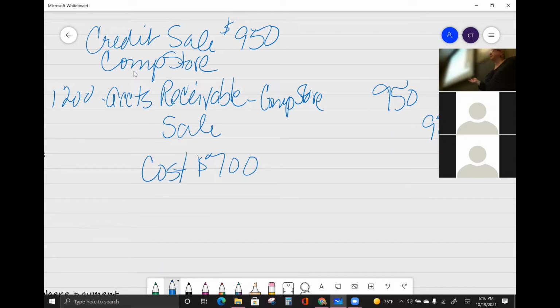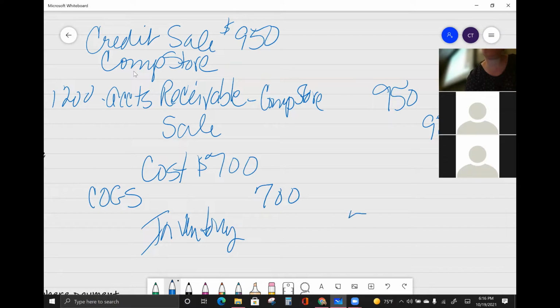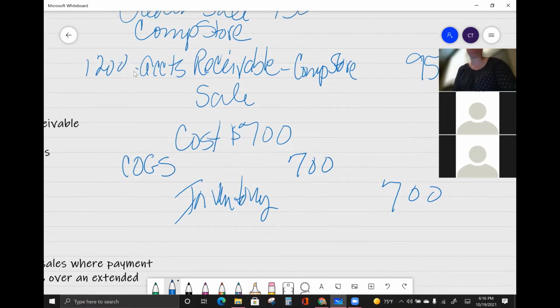Let's say I sold a product to the company store. So if my cost is $700, my debit's cost of goods sold, 700. And my inventory, 700. So that's if I sold something, a product. I would have to take it off the shelf, right? So if I have a dress on the shelf here, and I sell it, I have to get rid of that off my inventory because I don't want it to show up. Okay, so that's a credit sale.